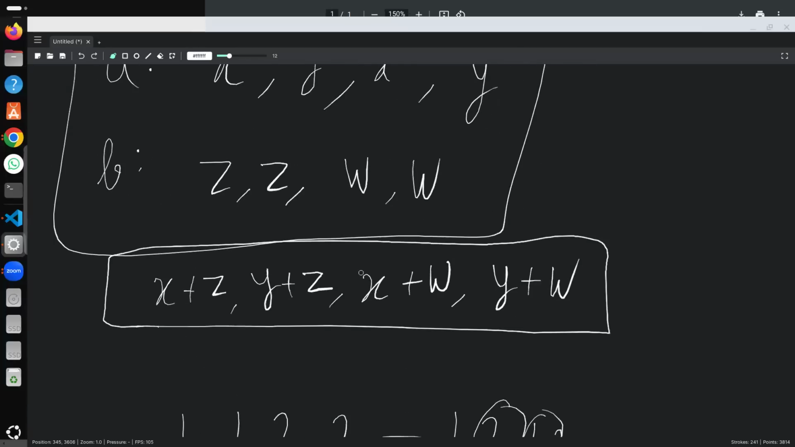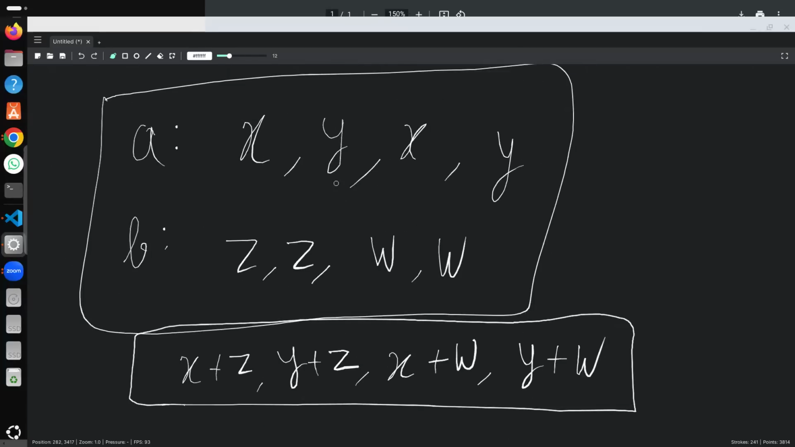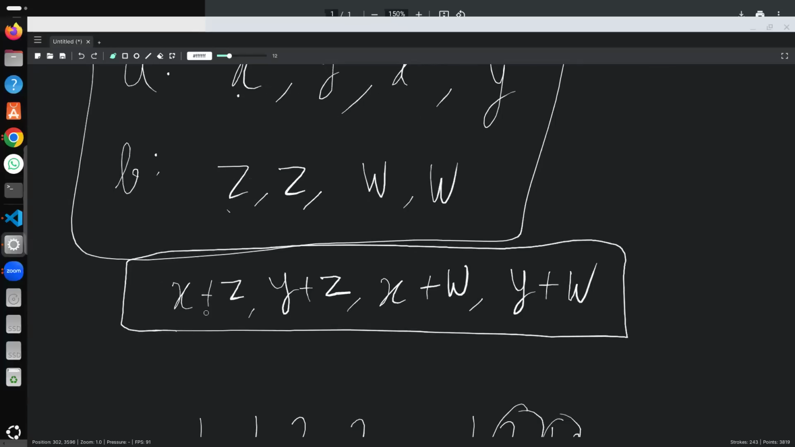If there are at least two distinct elements in both the arrays, then we can shuffle it like this: x, y, and z, z, w, w. Then out of these four, at least three will be distinct. And why would they be distinct? How can I prove that? I can prove that because this is not equal to this, and this is not equal to this. And also, what we can say is this is not equal to this.